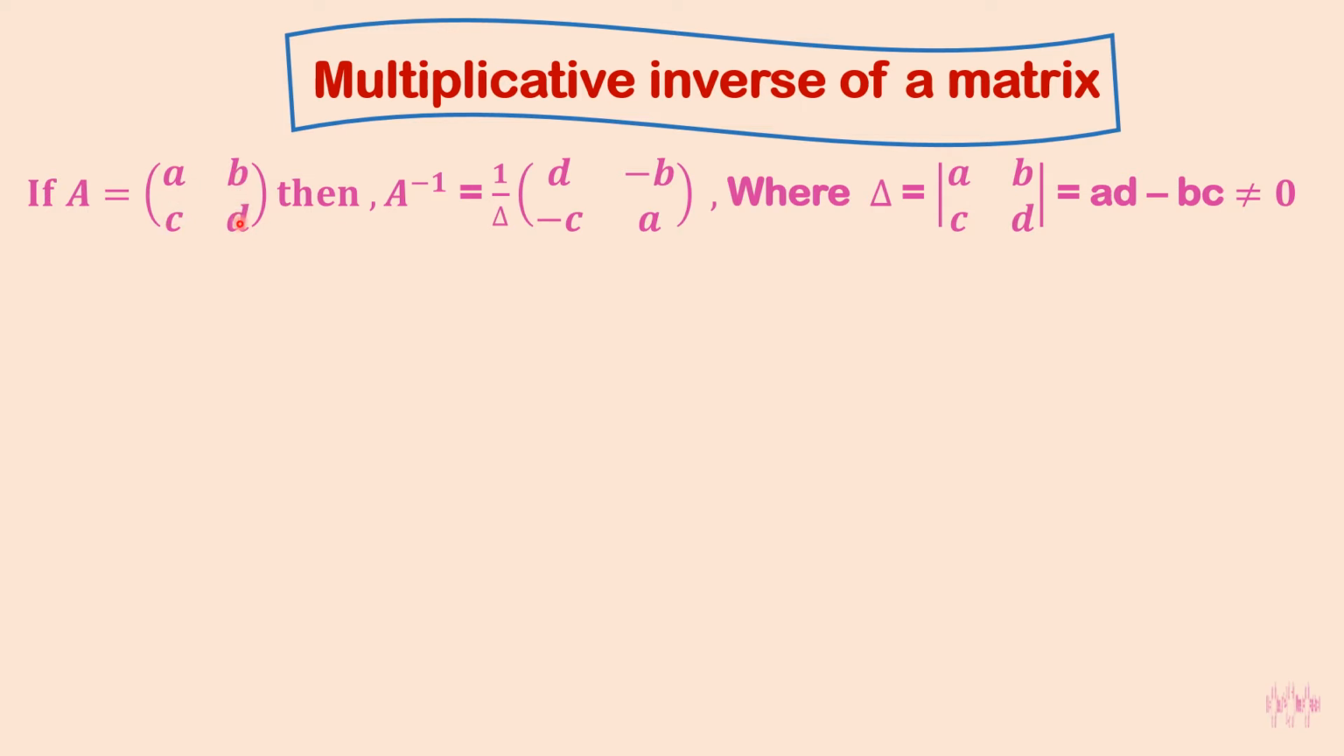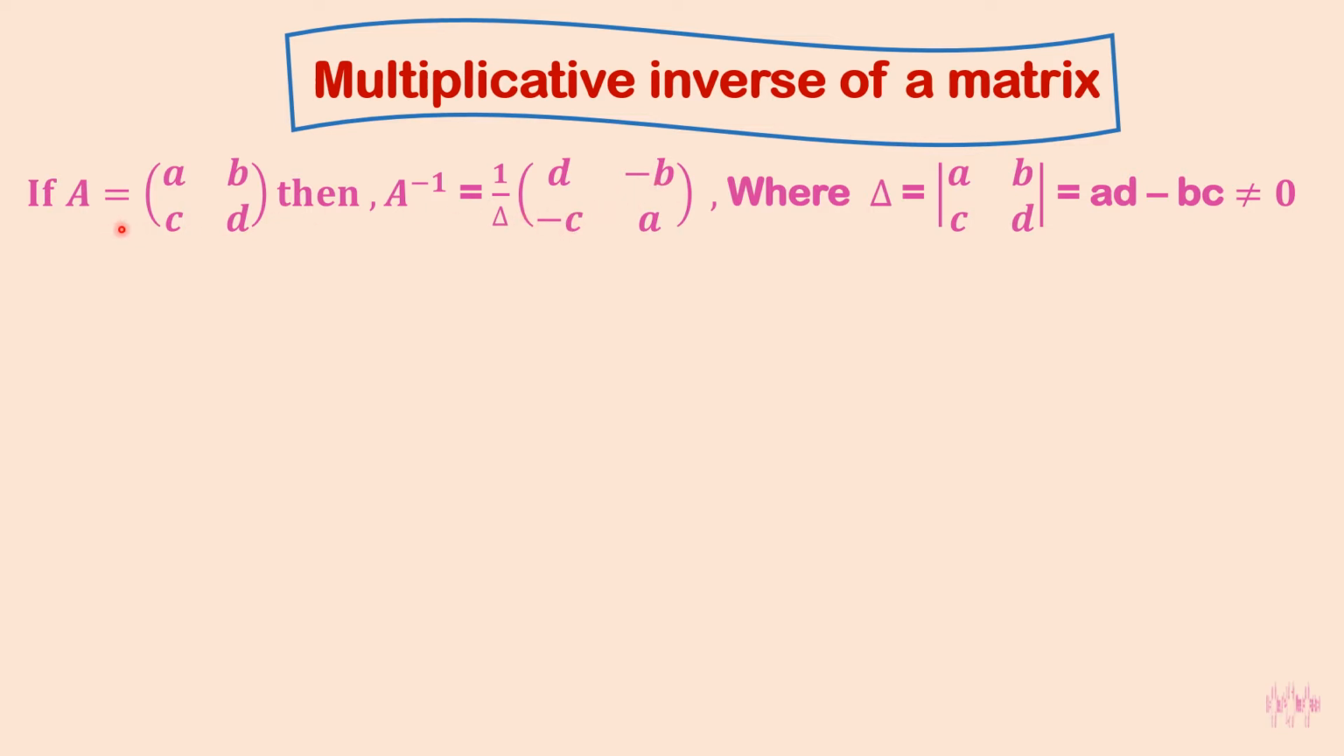We exchange the places of A and D like this. A will be put instead of D and D will be put instead of A. Like this part, A is down and D up. And we change the sign of B and C like this, negative B and negative C.